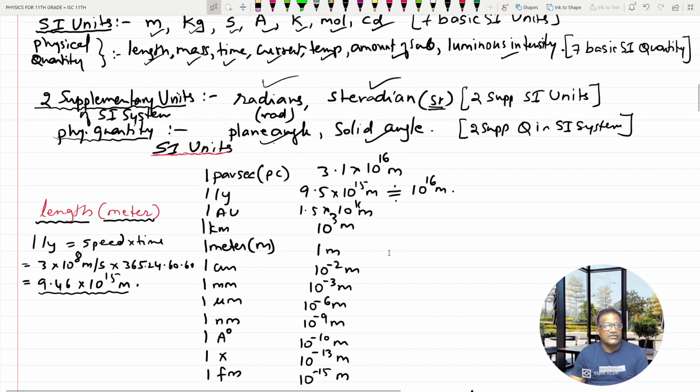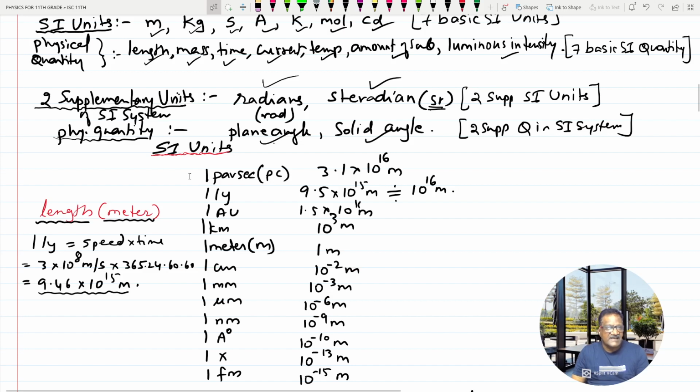Okay, so that is how fundamental and derived quantities can be related, and that is how the fundamental units and the derived units can be related to each other. Once you have discussed the SI system, the physical quantities and the units, now we are going to talk about the SI unit of length in detail.